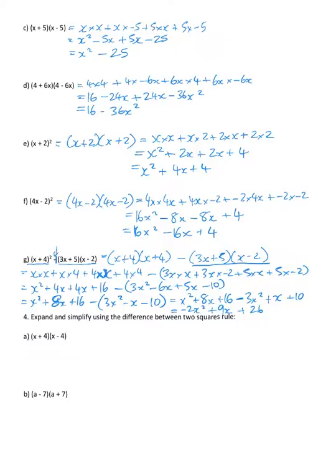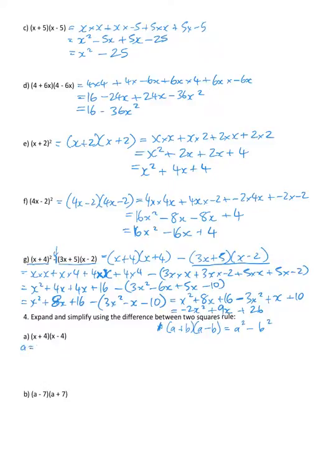Expand and simplify using the difference between two squares rule. So here we're using the shortcuts. Difference between two squares was this. If you've got a plus b, then times by a take b, you have a quick shortcut. The answer to this expanded is going to be whatever a is squared, take whatever b is squared. So if you're using the shortcuts, all you need to do is decide what a and b are.